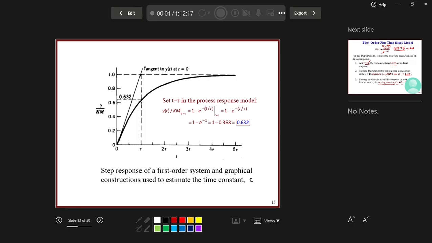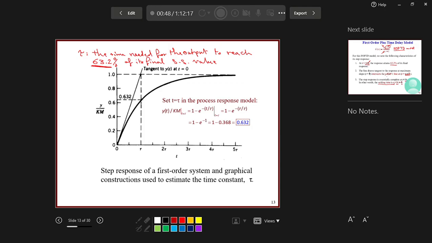The time constant can also be calculated using another approach. The time constant can be defined as the time needed for the output to reach 63.2% of its final steady state value. Now probably you will be asking why 63.2.